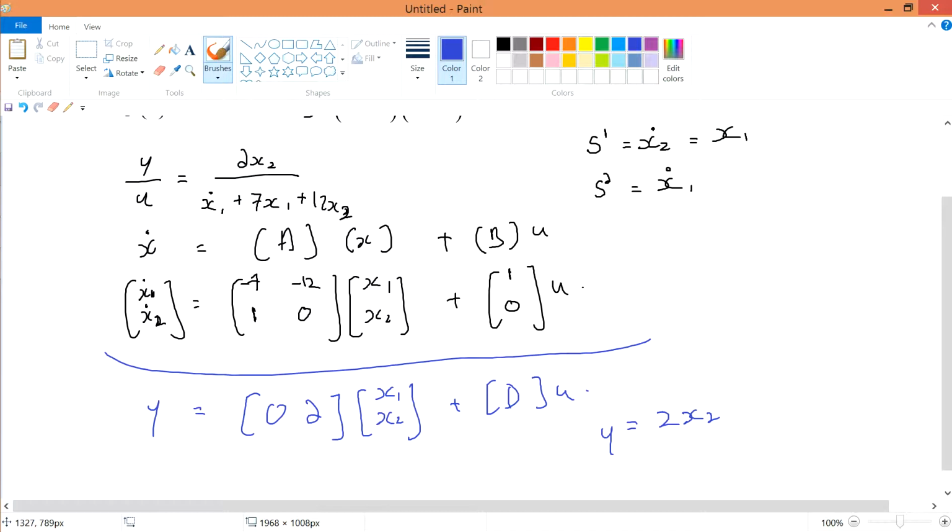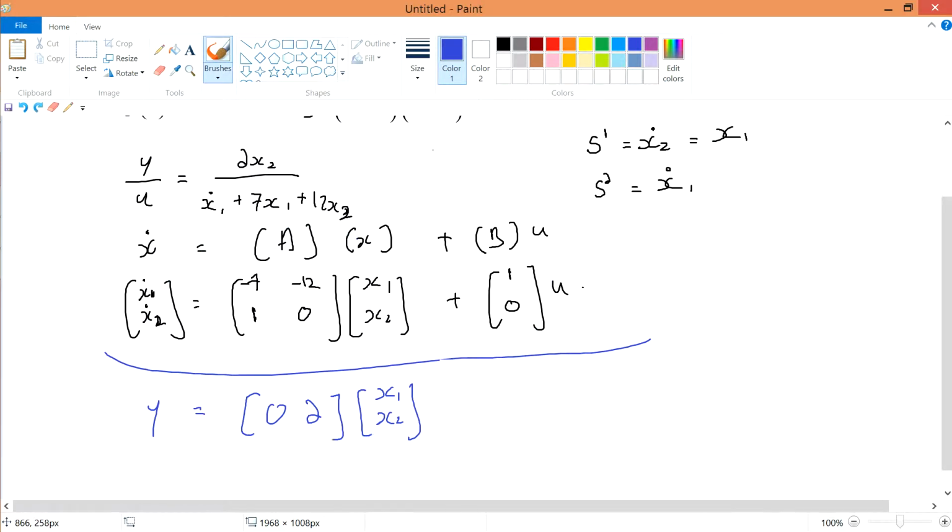Okay, I hope you get what I mean, because y is equal to only 2 times x2. So there is no x1, so 0 times x1 is 0. So therefore 2x2. And then there is also no input, so therefore this thing over here is always 0. So what we are left with over here is just simply your output. Okay, so therefore this is all your state space already.